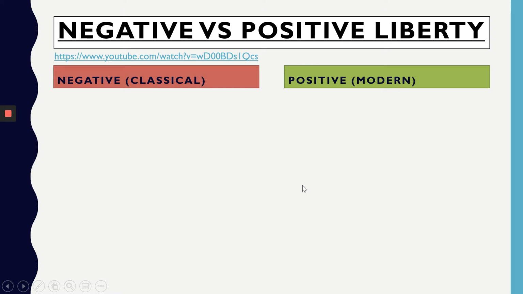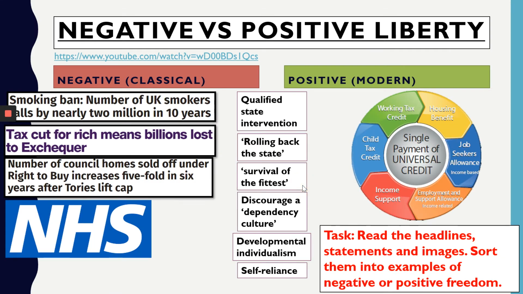So just to recap on negative and positive liberty. I've got some examples here and they're all muddled. So what I'd like you to do, again, now that you've watched the clip, is pause the video and see if you can sort these headline statements and images into the two examples of negative and positive freedom. So have a go at doing that, and then I'll go through the answers.